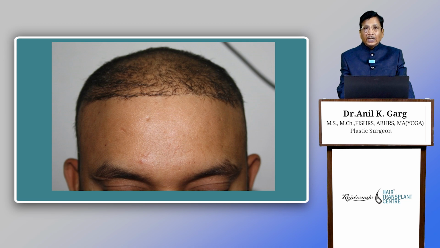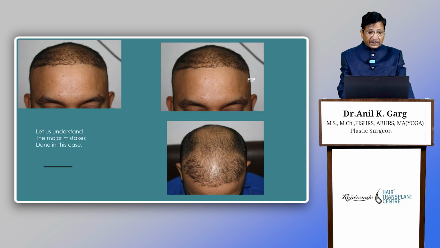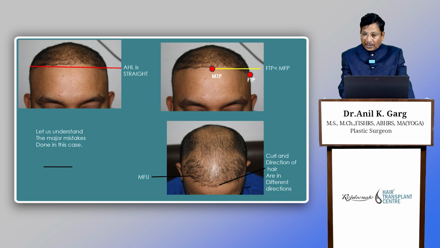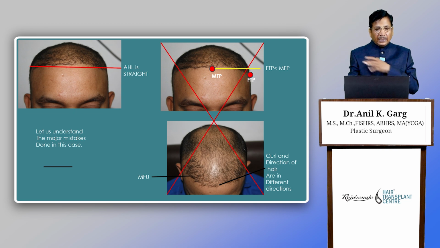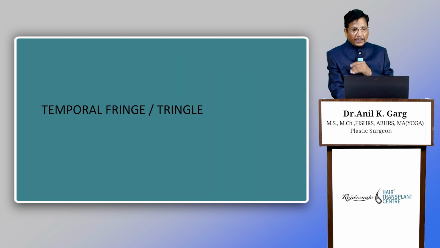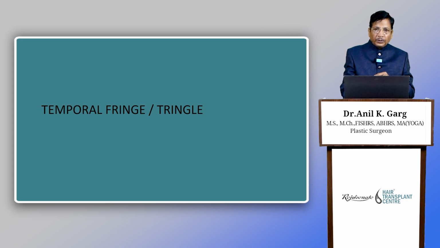Now what has gone wrong here? Let's understand. If you understand this, then you will not commit the mistake. Here, the frontotemporal point is lower than the midfrontal point. The anterior line looks straight. Multifollicular units have been implanted in the anterior line, and the curl and the direction of hair are in different directions. These all have made the anterior line unnatural. So it should not be done. Now the temporal fringe or the triangle.